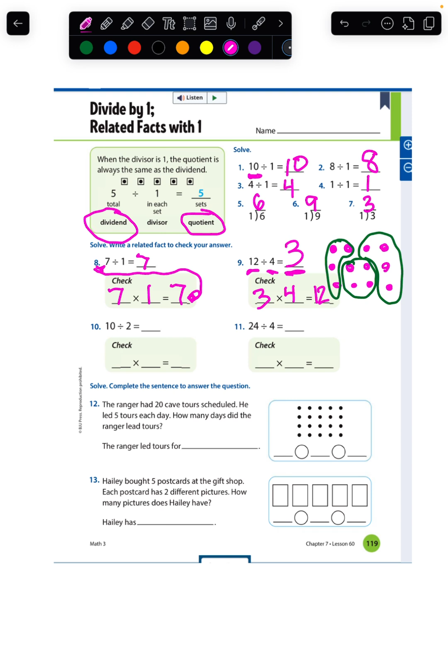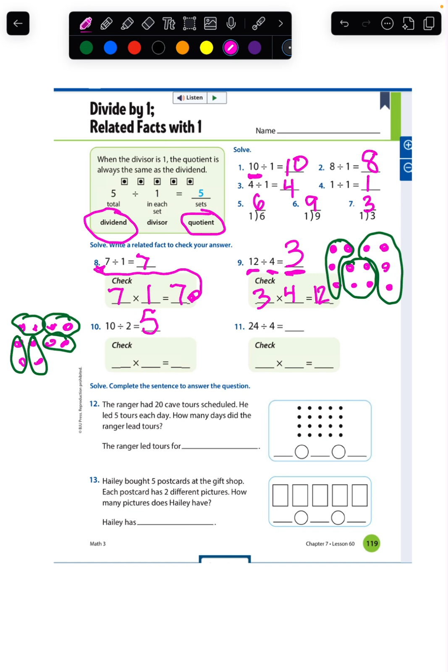Let's look at number 10. 10 divided by 2. Well, you can draw a picture. 1, 2, 3, 4, 5, 6, 7, 8, 9, 10. You want to put it into groups of 2. 1, 2, 1, 2, 1, 2, 1, 2, 1, 2. And you could see that I have 5 groups.